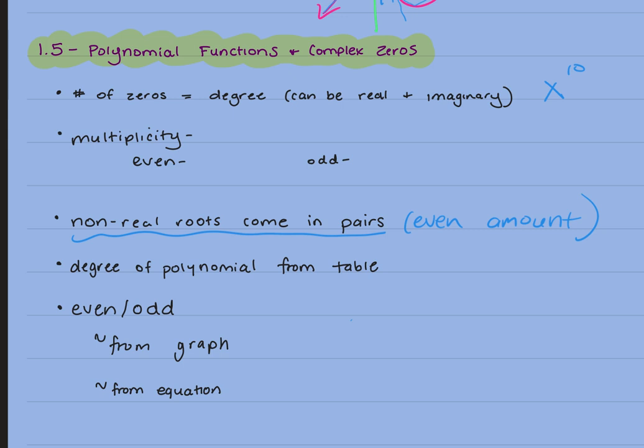I skip multiplicity, but multiplicity is the number of times an answer occurs. If it's even, it bounces or touches and turns around. And if it's odd, it crosses through.